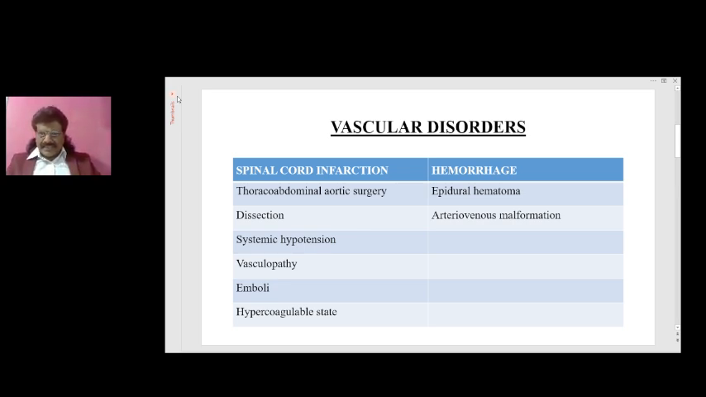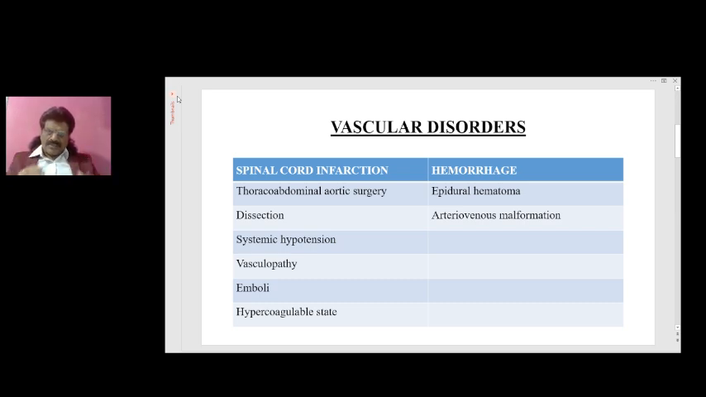Same applies to the dissection. Systemic hypotension, if there's a lowered blood pressure, the blood flow to the spinal cord is compromised. Vasculopathy affecting the various vessels. Emboli, moving thrombus going and affecting the spinal cord. And finally the hypercoagulable states like protein C, protein S deficiency, homocystinuria or other hypercoagulable states. So these are the disorders which can cause spinal cord infarction: thoraco-abdominal aortic surgery, dissection, systemic hypotension, vasculopathy, emboli and hypercoagulable state.